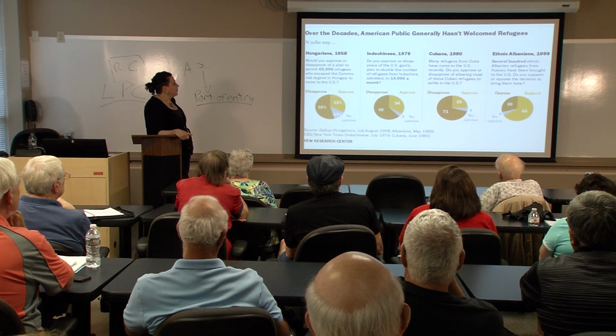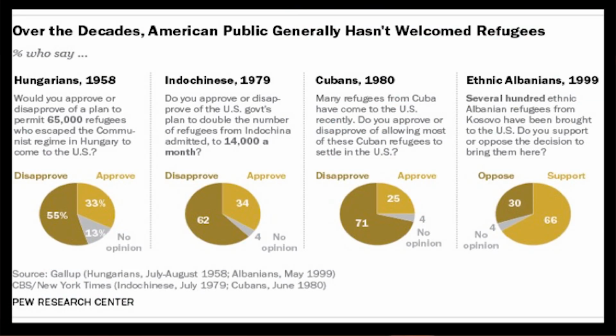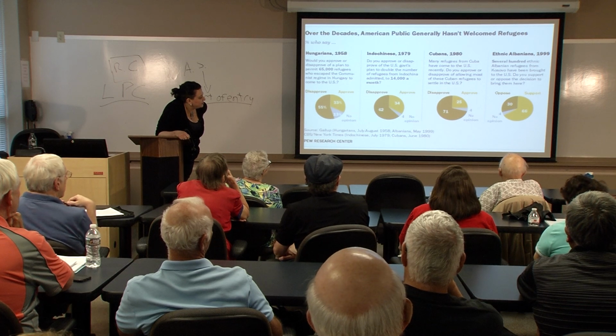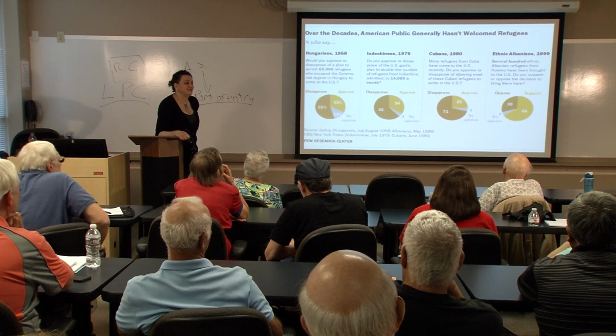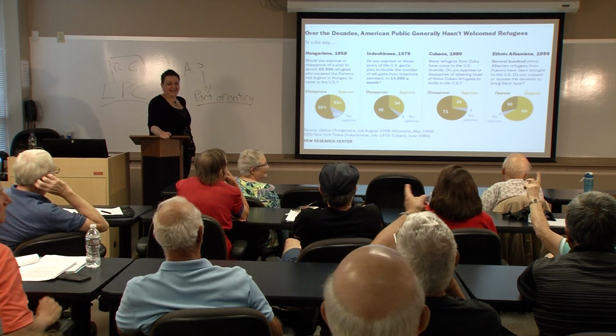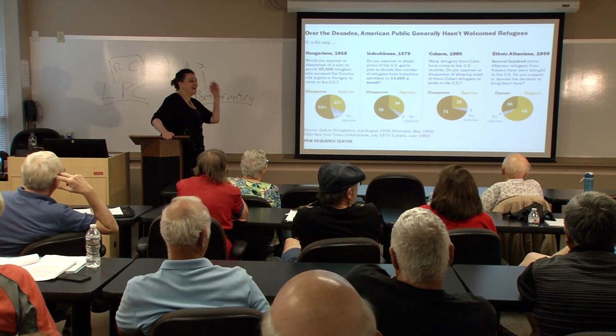Hungarians, would you approve or disapprove of a plan to permit, this is 1958, and by the way, they were running away from the communists. In 1958, would you disapprove of a plan to permit 65,000 refugees who escaped communism, Hungary, to come to the United States? 55% disapprove. Indochinese in 1979, disapprove, 62%. Cubans in 1970, 71%. Ethnic Albanians, ooh, that changed. Several hundred ethnic Albanian refugees from Kosovo have been brought to the U.S. Do you support or oppose the decision to bring them here? I guess in 1999, the better angels of our nature. Right, exactly. Or the fact that they were just a few hundred instead of 65,000.